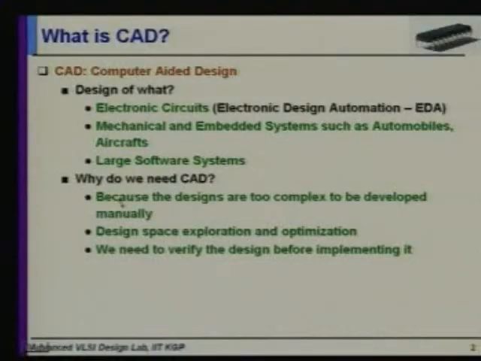The other thing that we need is design space exploration and optimization, because if you do things manually, you will not be able to optimize it to the extent that we need. So, that is another very important thing. We need to explore what are the possible ways of doing the design, and then from that optimize and choose the best solution. And we need to verify the design before implementing it. This is a very important thing.